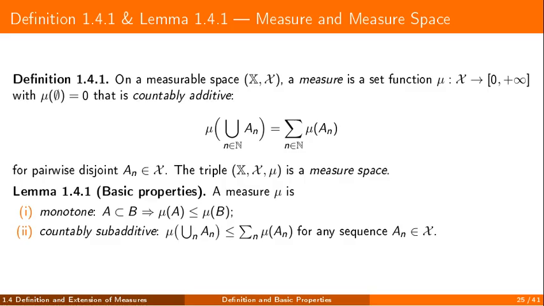A measure is the formal notion of size, a set function that is zero on the empty set and adds up over countable disjoint families. Countable additivity is the heart of it. That is what separates a measure from a merely finitely additive size. From it follow the two basic properties on the slide. A measure is monotone, so larger sets carry larger measure, and countably subadditive, even when the pieces overlap.